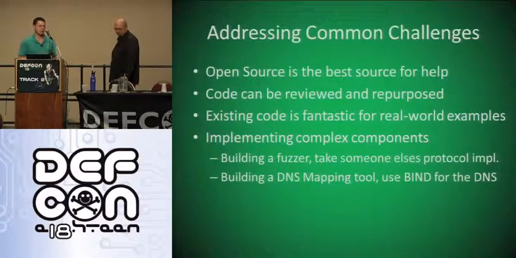For instance, if you want to build a DNS mapping tool, you don't go through and implement the entire DNS protocol. It's quite tedious. So what you do is you go download Bind's implementation, you strip out their stuff, and you just take their protocol and you implement that into your project. Same thing with building something like a fuzzer.